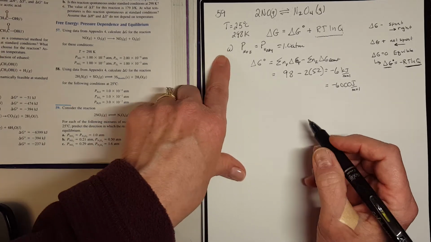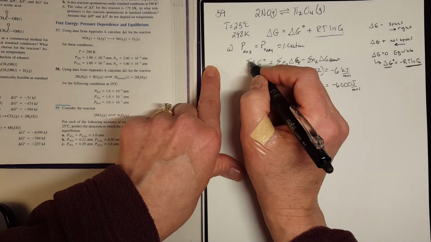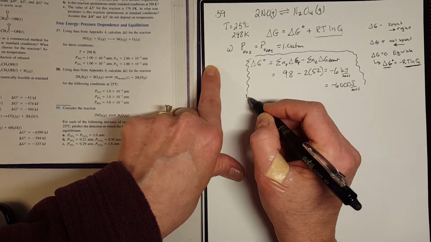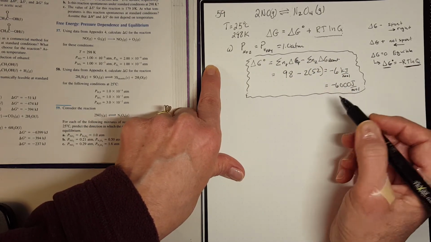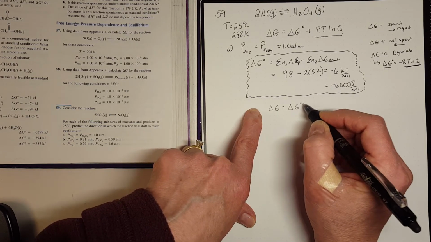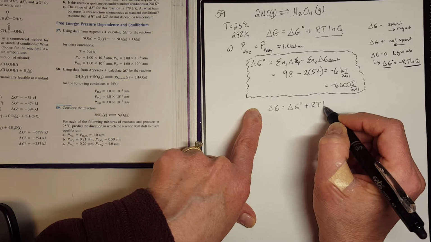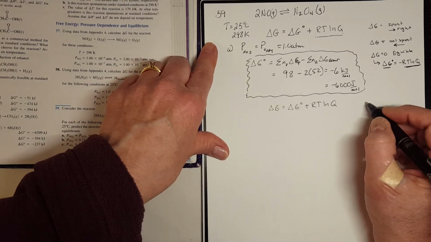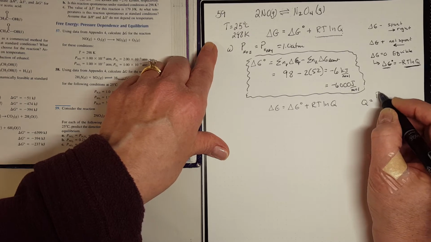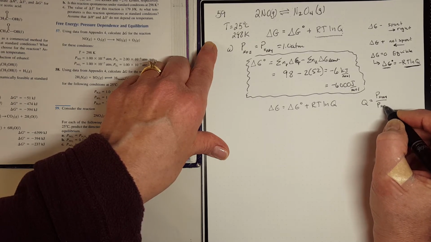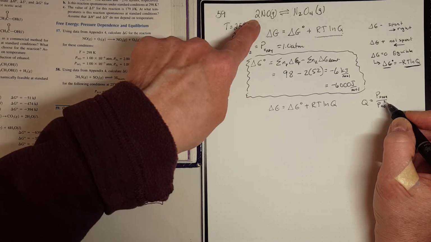Okay, so now for part A, so that's for all of the parts. So for part A, it says, okay, well, let's compare and let's see what happens. Delta G is equal to delta G standard plus RT ln Q. And we're going to put our Q value in. So Q is going to equal the pressure of the N2O4 over the pressure of the NO2 squared, because there's a 2 in front of that.